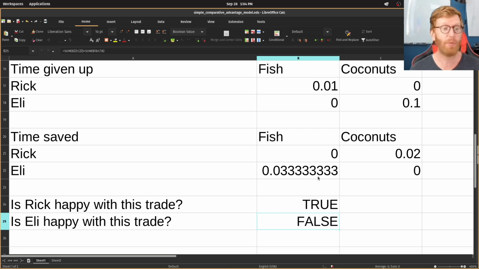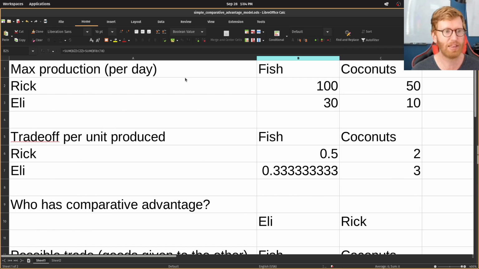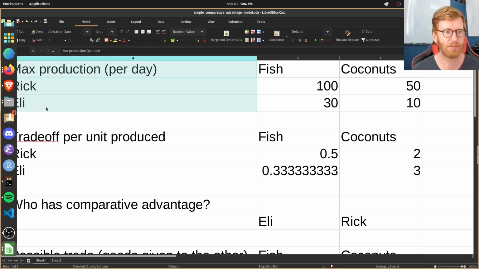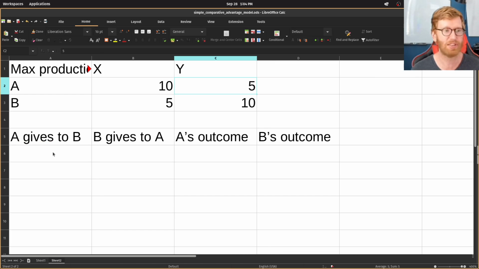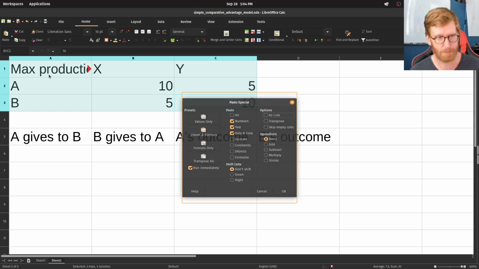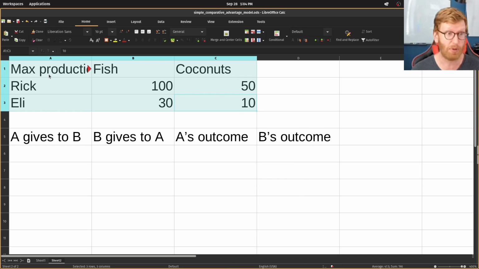So let's think about how we can make Eli happy with this. And for that, I'm going to show you a slightly different way of doing this. The textbook and videos online don't show this way. This is, as far as I know, something that only I do. This is my happy face table.